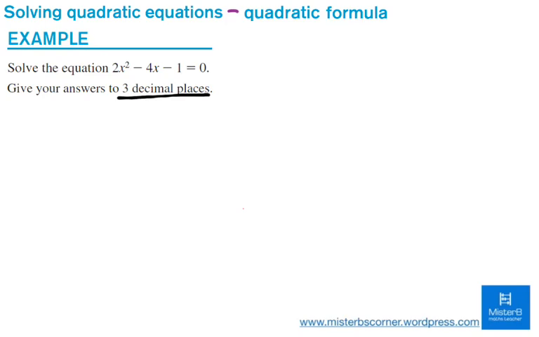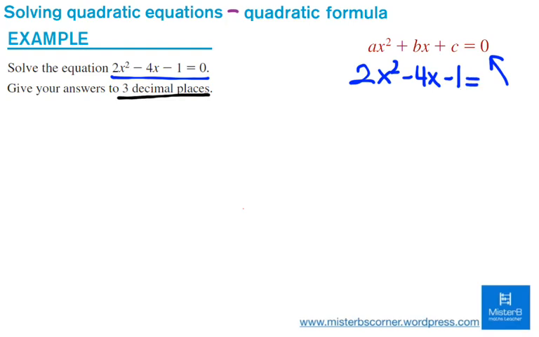So, generally speaking, we have the quadratic equations in the form of ax squared plus bx plus c equals 0. So it must be equal to 0, otherwise we can't apply the quadratic formula. So if it is not equal to 0, we have to make it equal to 0. Now, given this example, this is 2x squared minus 4x minus 1 equals 0.